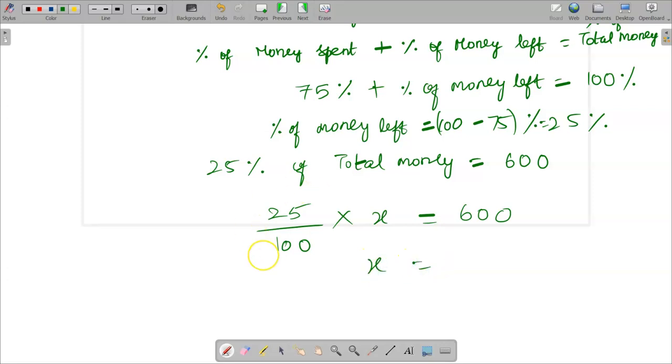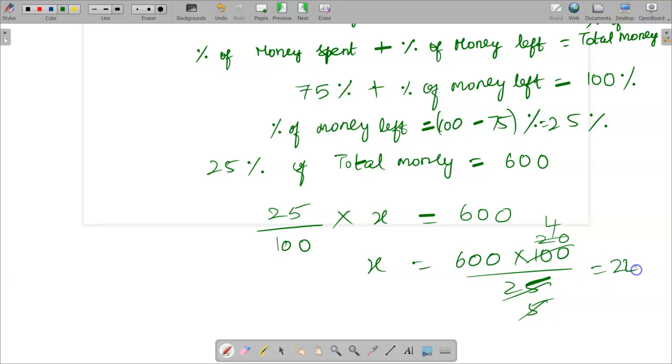Once you have determined this equation, just take the reciprocal. So 600 into 100, divided by 25. Apply the 5 tables: 5 5s are 25, 5 2s are 10, here you have 0. Again you can apply 5 tables: 5 4s are 20. So 6 4s are 24, and you have 00 as it is.